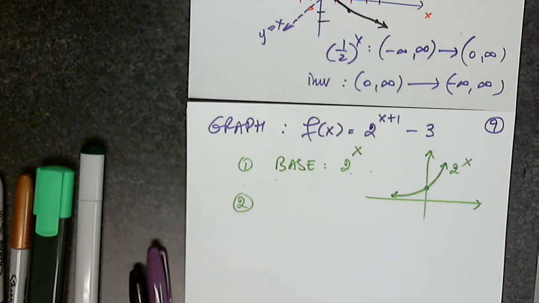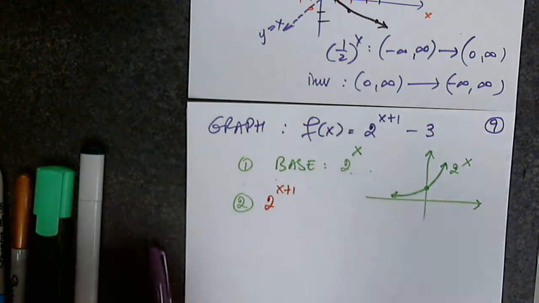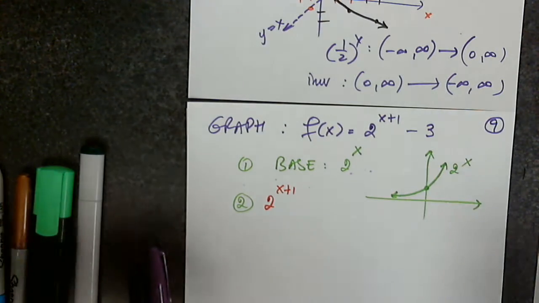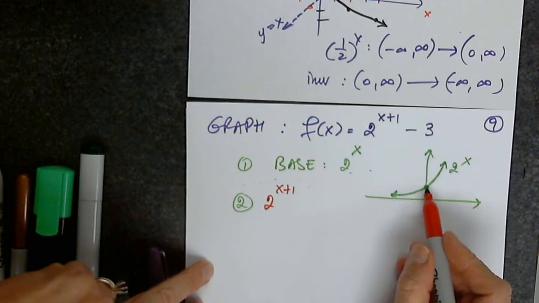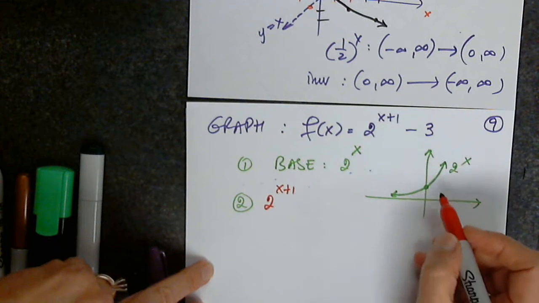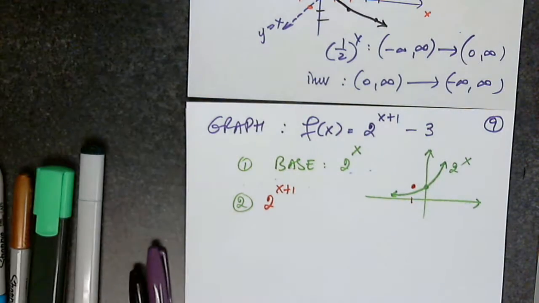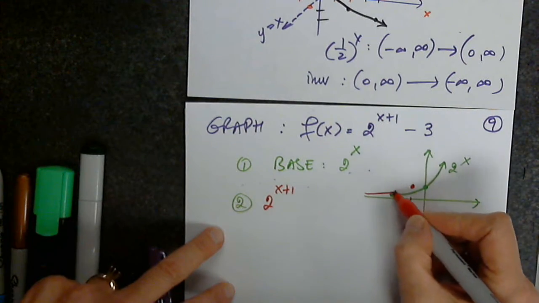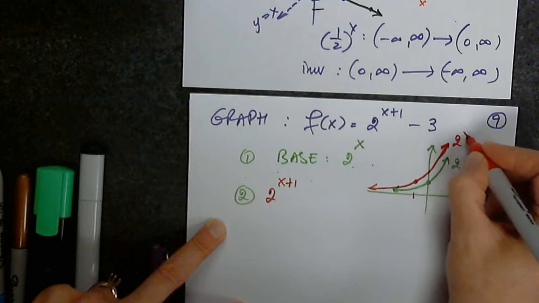Step number 2. What transformation is next here? Yes. 2 raised to x plus 1. Where does it go? Exactly. So this point from 0, 1, where will it go? Just this point. Tell me just this point. -1, 1. Very good. Does the horizontal asymptote change? No, because I just shifted the graph to the left. I didn't do this, right? Okay. So the horizontal asymptote does not change. Good. So this is 2 to x plus 1.